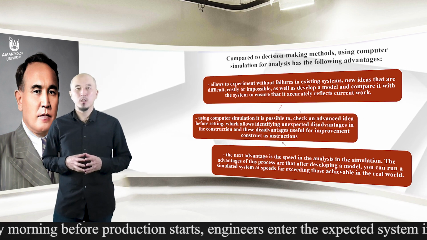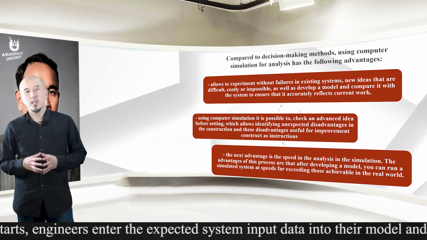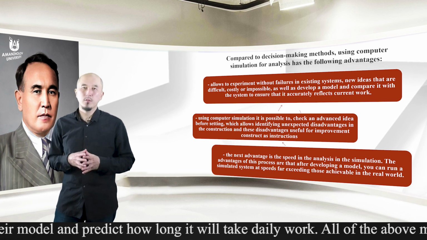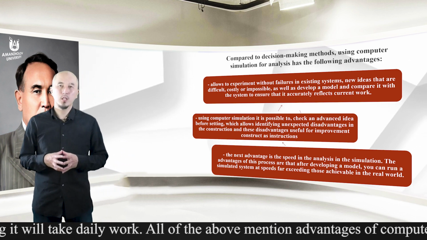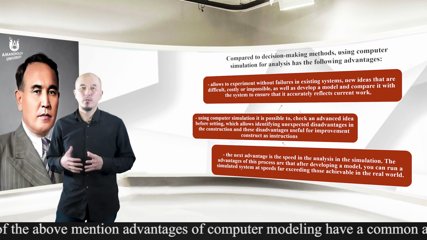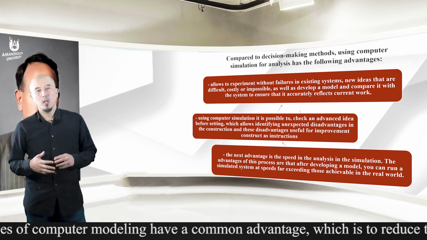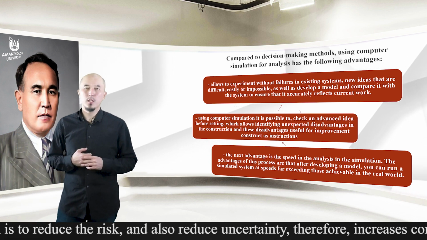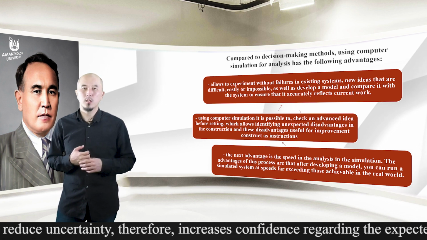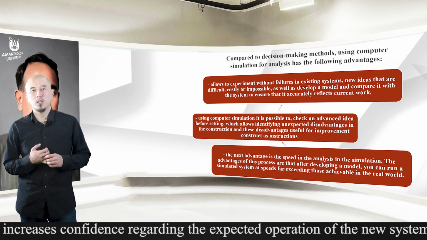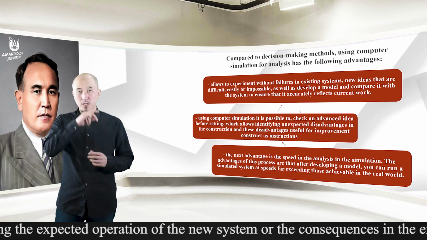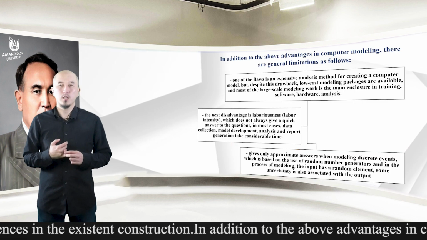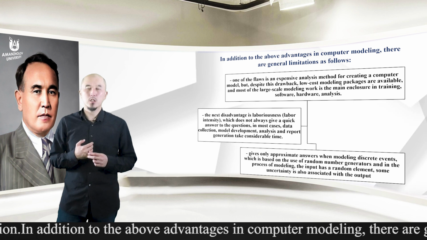For example, every morning before production starts, engineers enter the expected system input data into their model and predict how long it will take to do the daily work. All of the above-mentioned advantages of computer modeling have a common advantage, which is to reduce the risk and also reduce uncertainty. Further, it increases confidence regarding the expected operation of a new system or the consequences of changes in the existing construction.